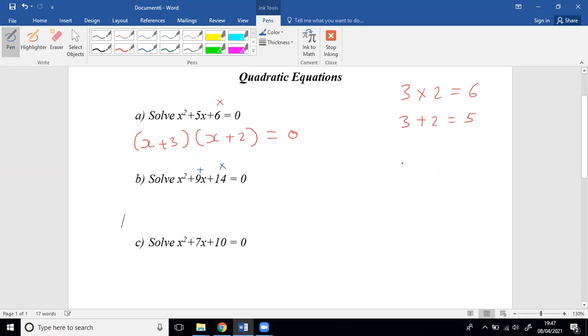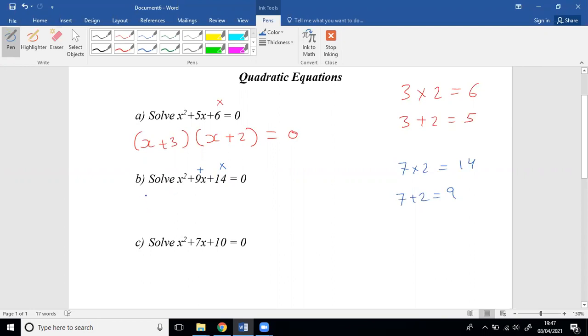So two numbers, if I multiply, can give me 14. That would be 7 times 2. And then if I add these two numbers, do I get 9? Yep. So 7 and 2 are my answer. When I multiply them, it gives me 14. And when I add them, it gives me 9.